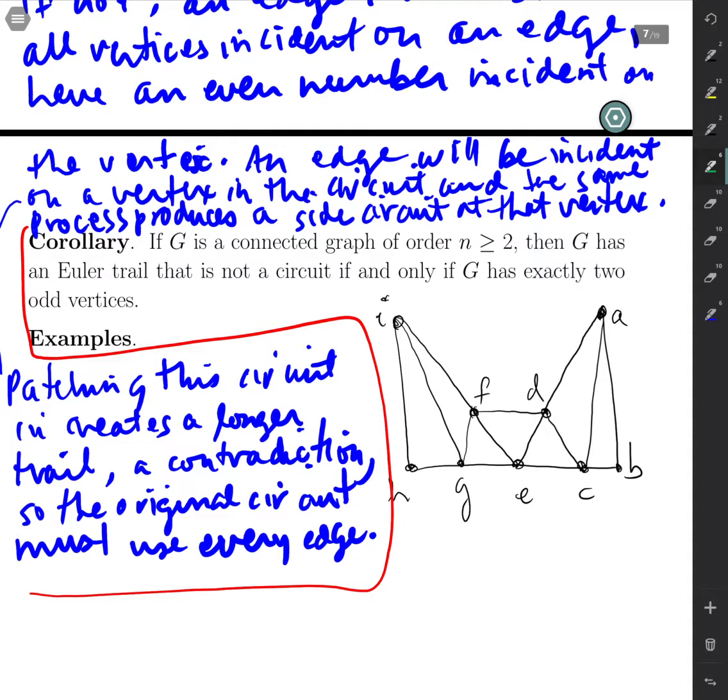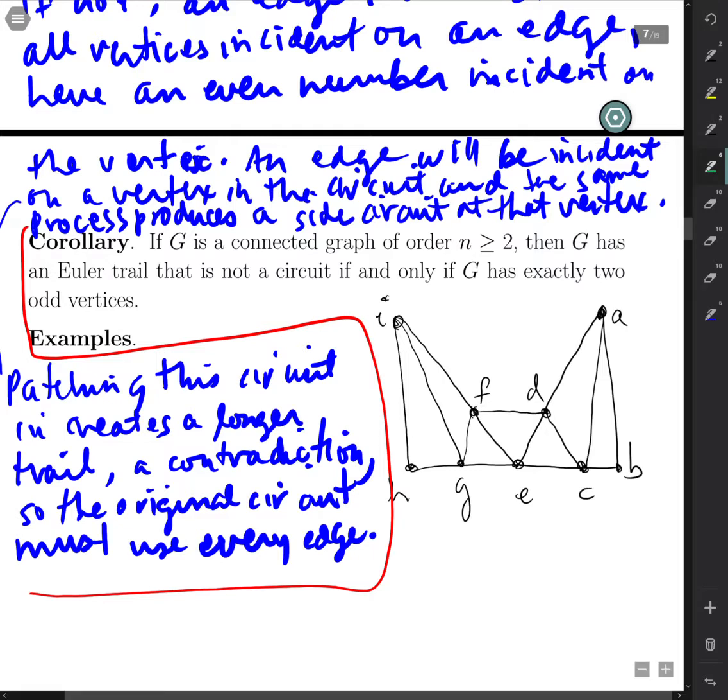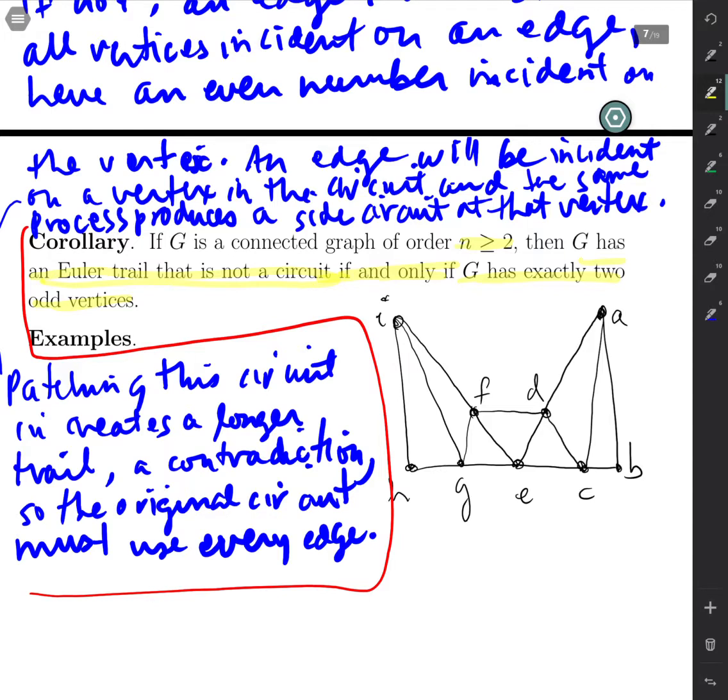The statement is that a connected graph of order at least 2 has an Euler trail that is not a circuit if and only if G has exactly 2 odd vertices and all the others are even. So again, we're just looking at graphs with at least 2 vertices. Doesn't make sense in another context. So here's an example that illustrates how the proof works.